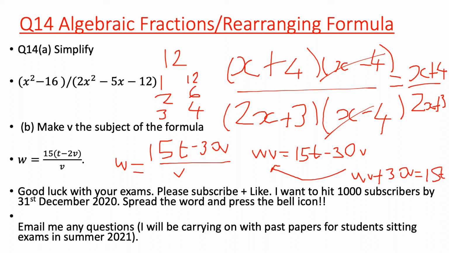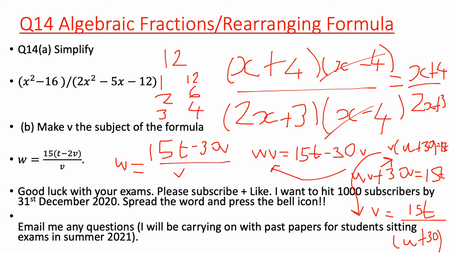And then I'm going to factor out the v, so I get v brackets u plus 30 is equal to 15t. Sorry about the lack of space here, guys. And then my final answer is v is equal to 15t divided by u plus 30. So that is my final answer. This one's called algebraic fractions, and this one's rearranging formulas where the subject appears twice.